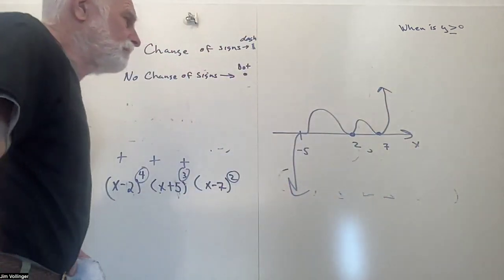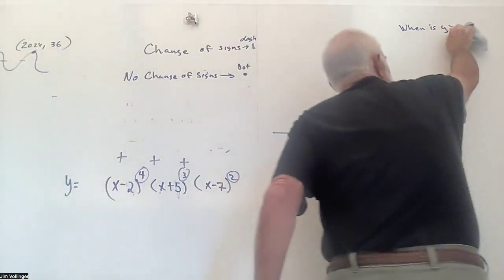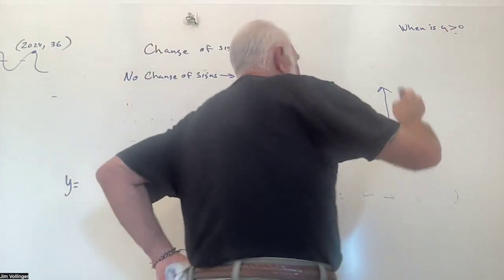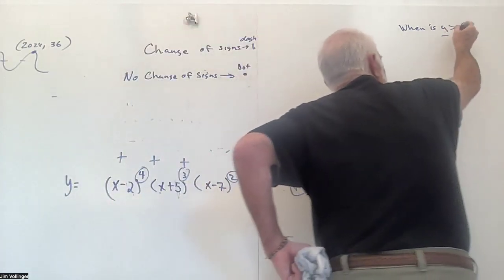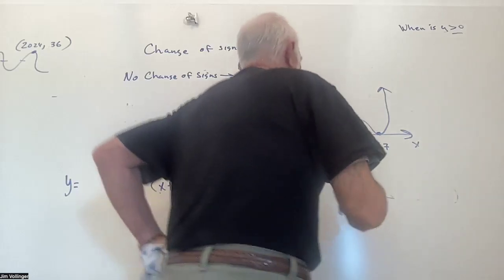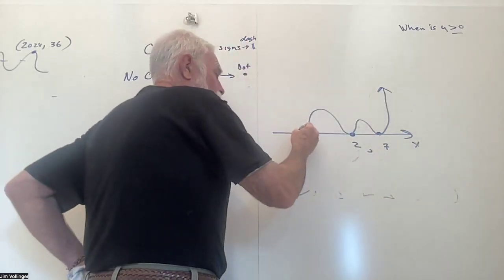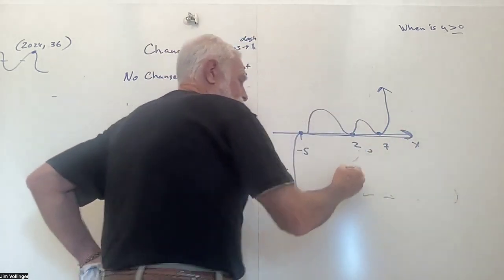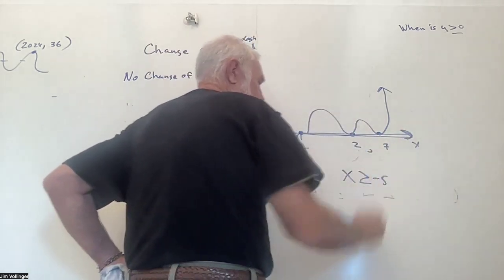When am I greater than? Let's get rid of the equal sign. When is y greater than now? Let's keep the equal. When am I greater than or equal? Well, that works. And everything across the board works. So that's easy. x is greater than or equal to -5.